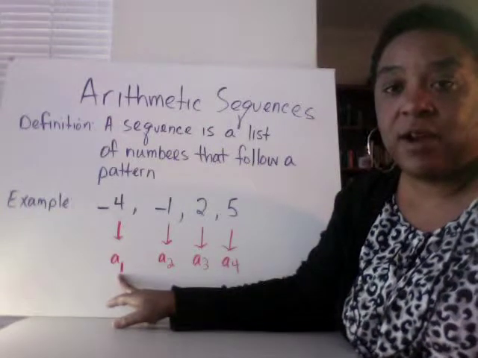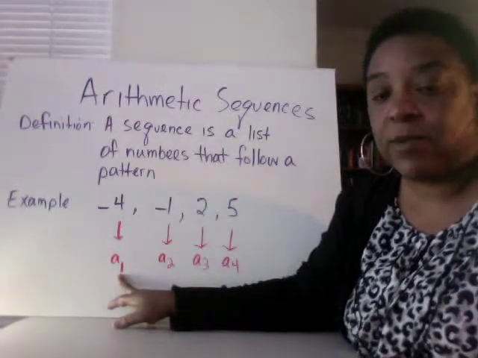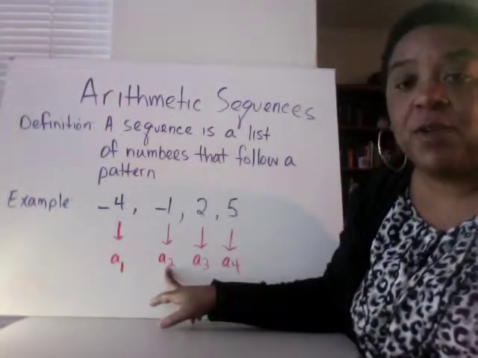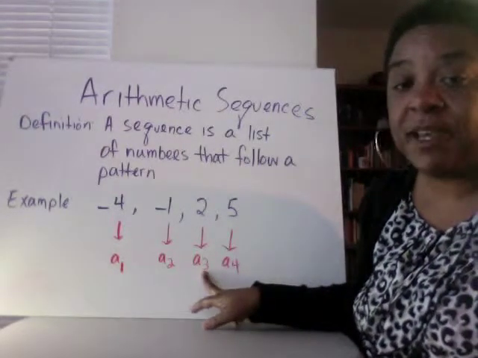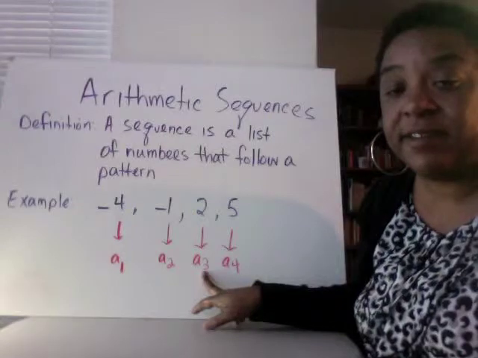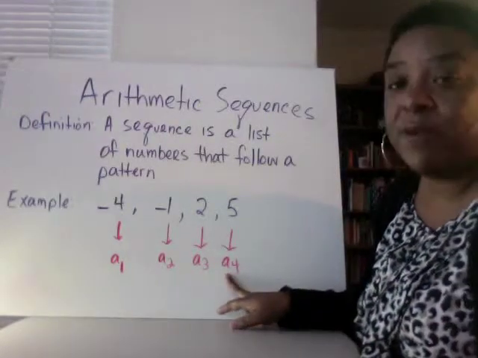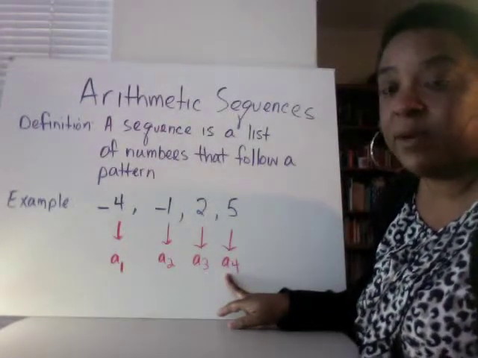A sub 1 represents the first number in our sequence. A sub 2 represents the second number in our sequence. A sub 3 represents the third number in our sequence, and A sub 4 represents the fourth number in our sequence.